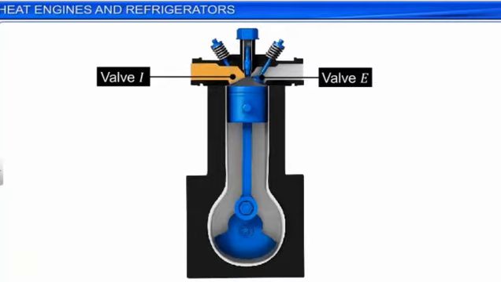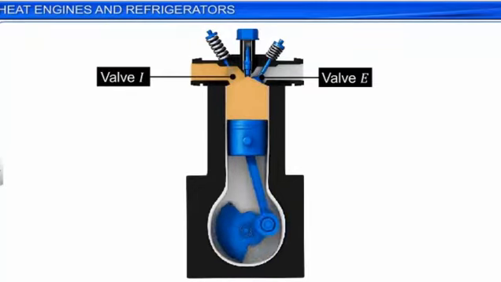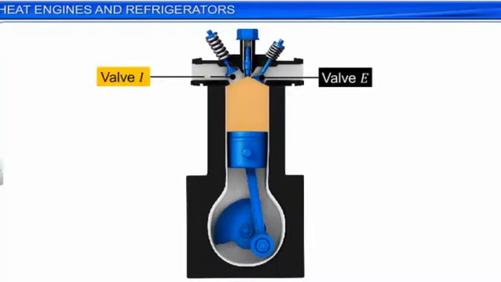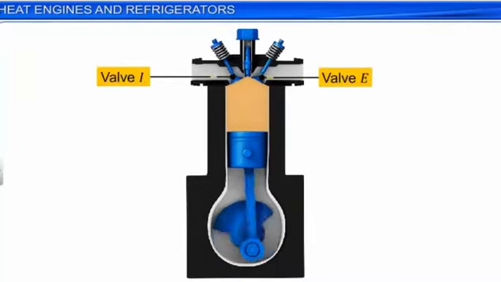In the first step, a mixture of petrol vapor and air enters the cylinder through the inlet valve I. During this process, the piston moves down, and this is called the intake stroke. Now, both the valves I and E are closed, and the piston moves up.